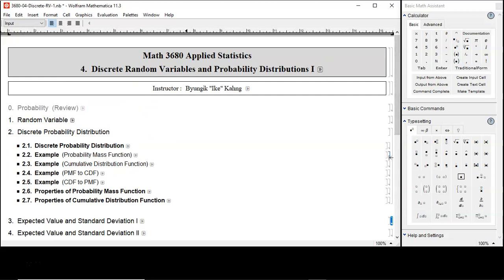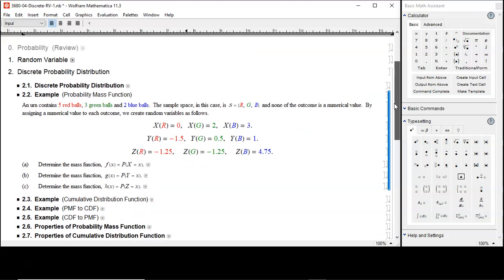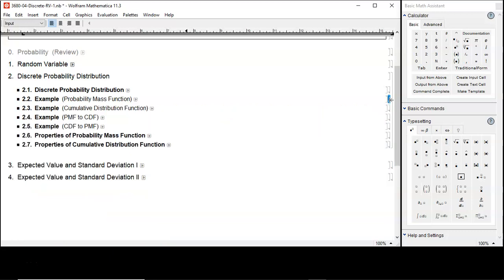So that was an example of the probability mass function and expected value. Once you have the probability mass function, it's easy to calculate the expected value. We're going to talk more about the expected value in a separate video, but for now, let's focus upon the mass function. Alright, so much for mass function, and then let's discuss cumulative distribution function.